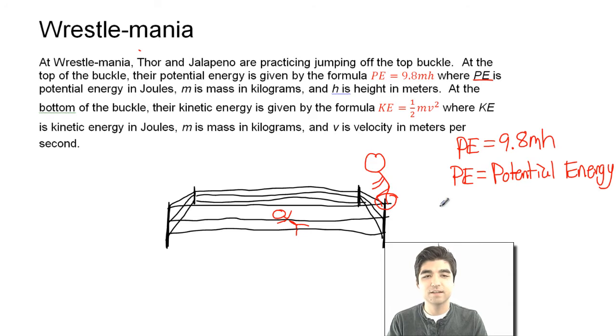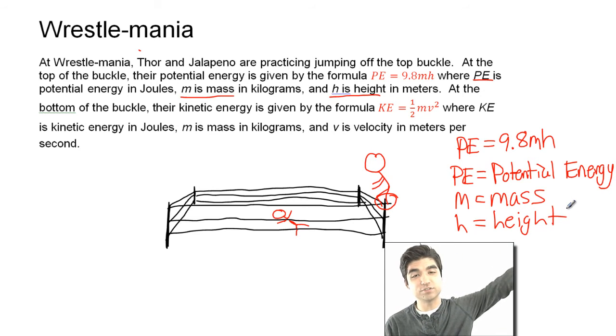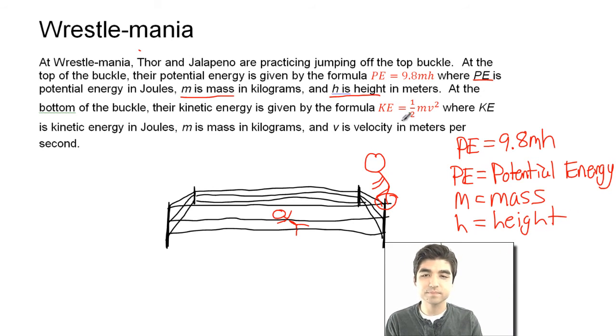And let's see what else it says. And then it says M is the mass. So M equals mass. And H is the height in meters, or in other words, how high the thing drops from. And mass is kind of like a weight. It's not exactly like weight, but that's the closest thing to describe it as.